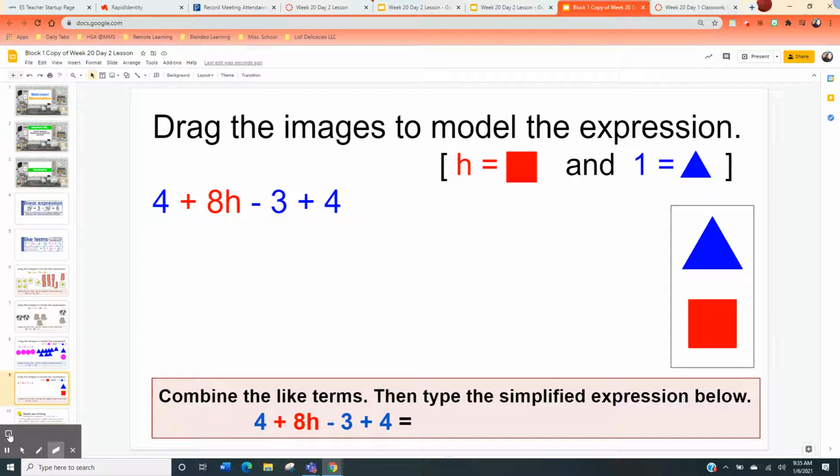So I'm going to go ahead and give you guys, this is going to be like your exit ticket. So I'm going to go ahead and give you about 3 minutes.